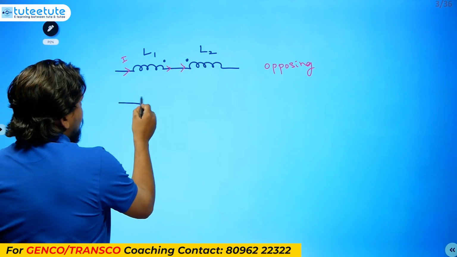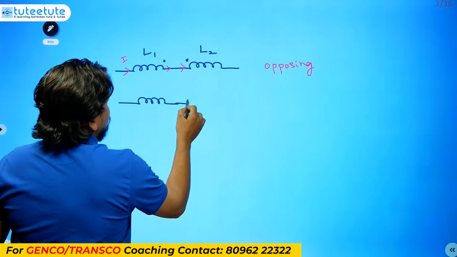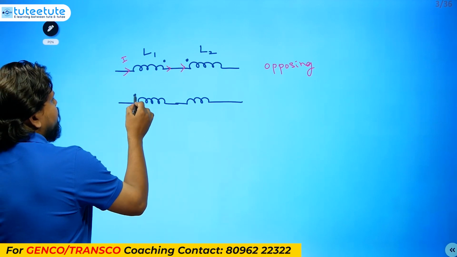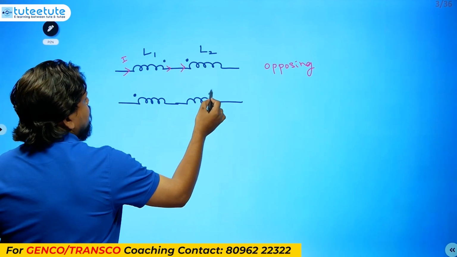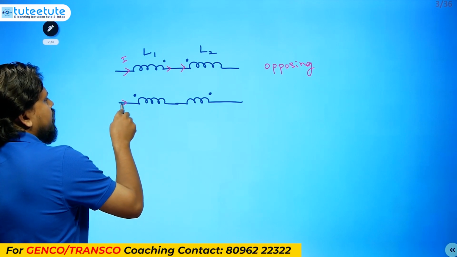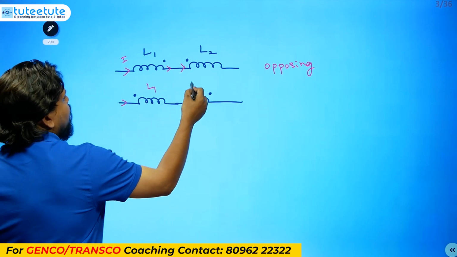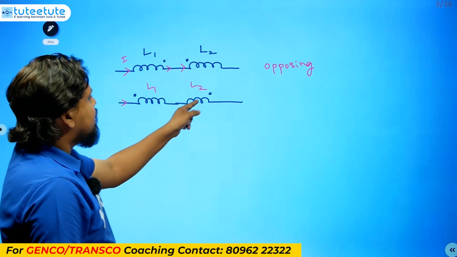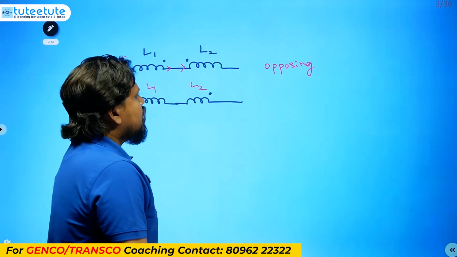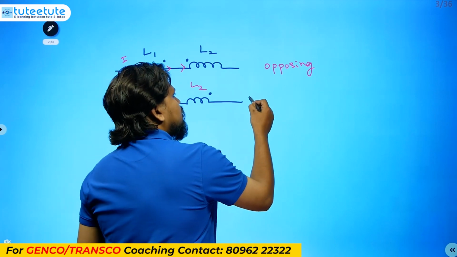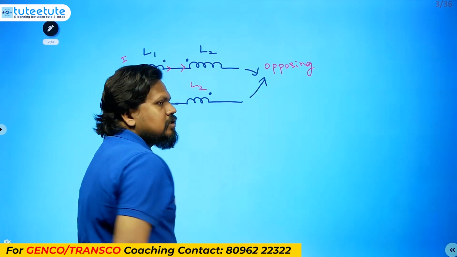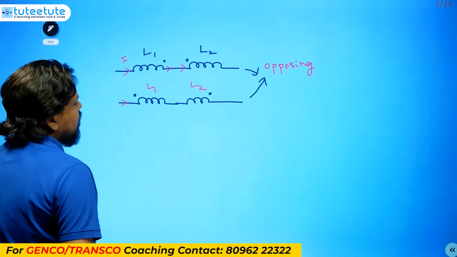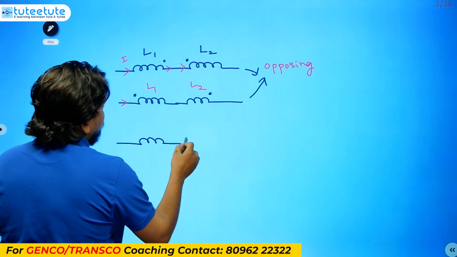So based on the dot convention we have to understand. Similarly, if the dot is here and the dot is here, and you send some current like this, then in inductor L1 the current is entering, and in inductor L2 the current is leaving at the dot. So this is also opposing only. These are the two opposing connections, right? So what is the aiding connection?